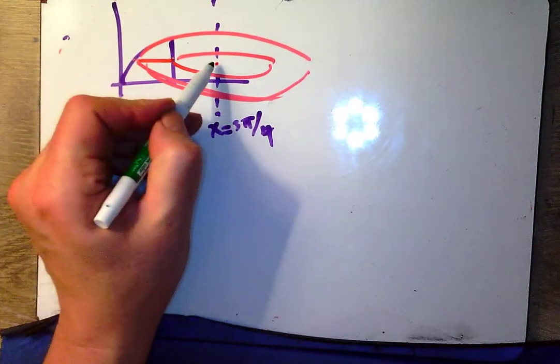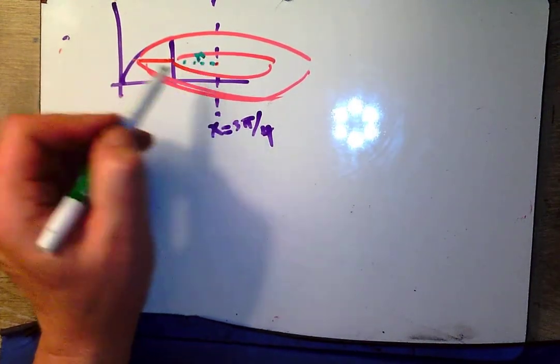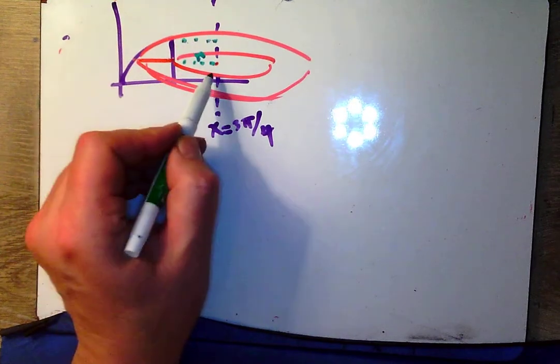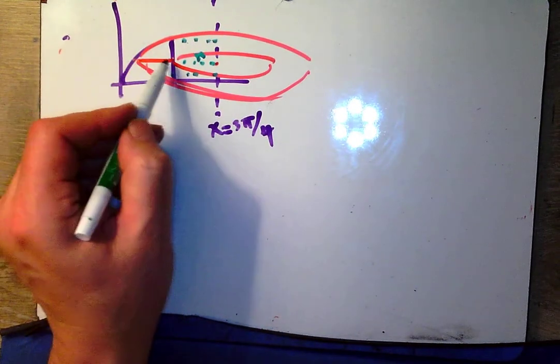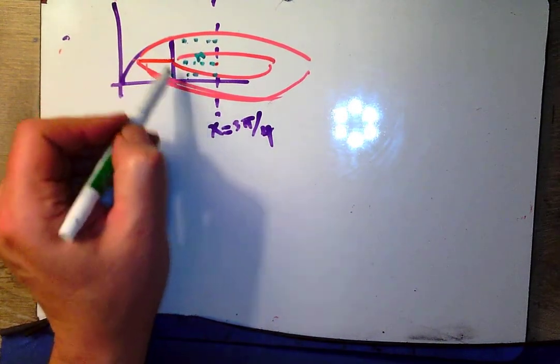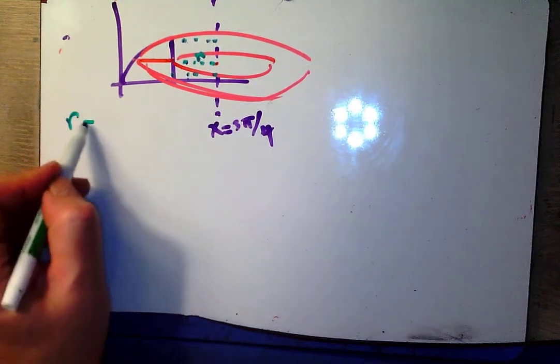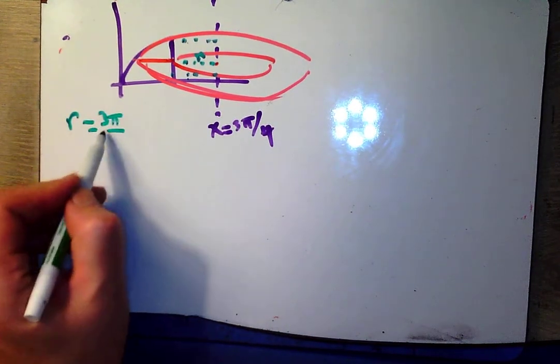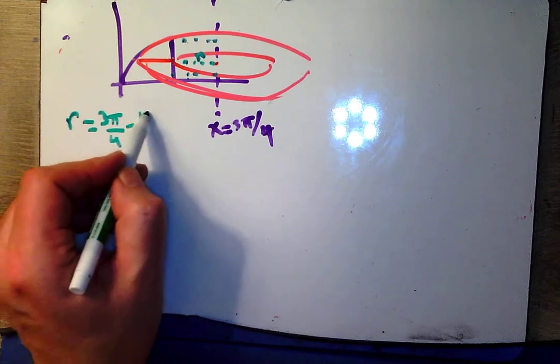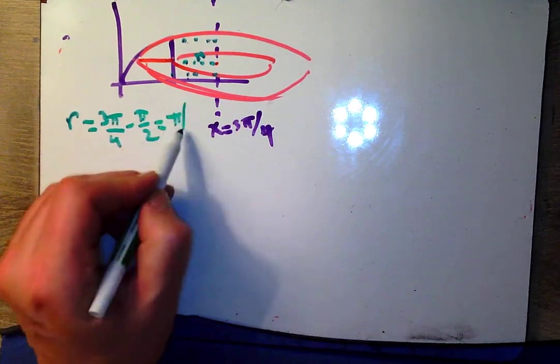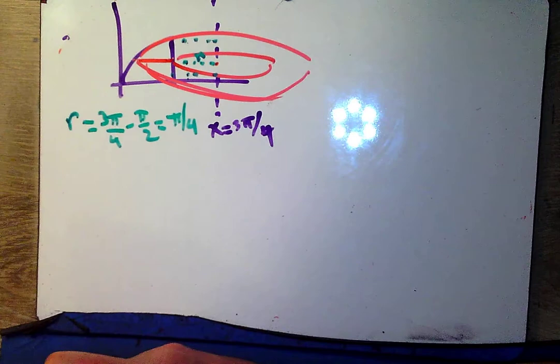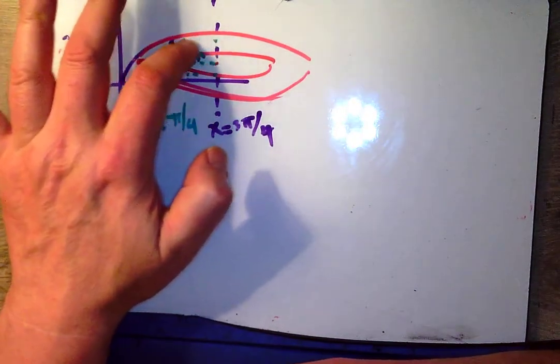Little r is this distance. And I notice that wherever I choose to draw that segment, my little r is staying the same length. Little r is 3 pi over 4 minus pi over 2. So we get a little r of pi over 4. Big R is a little more challenging.